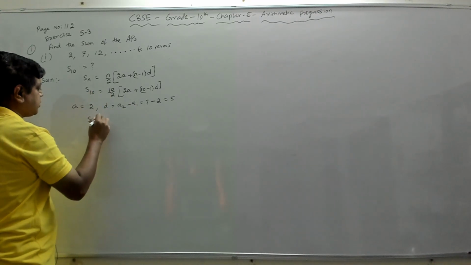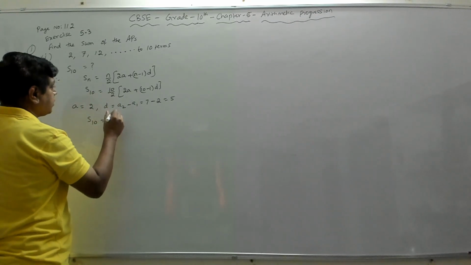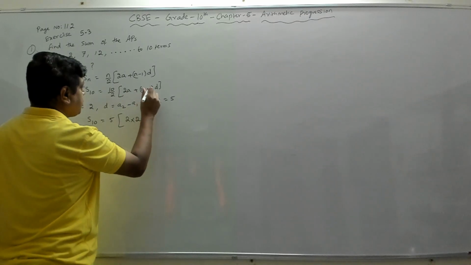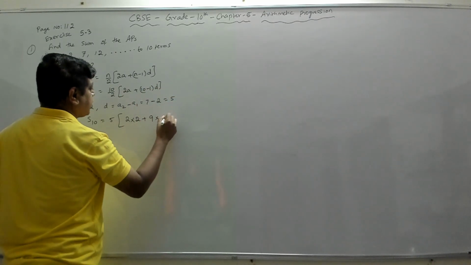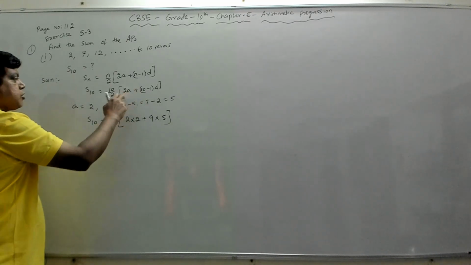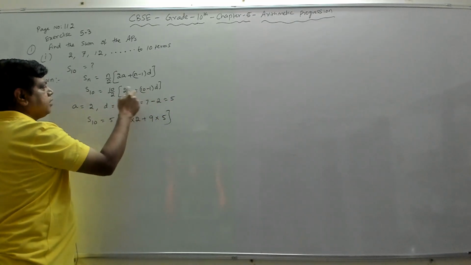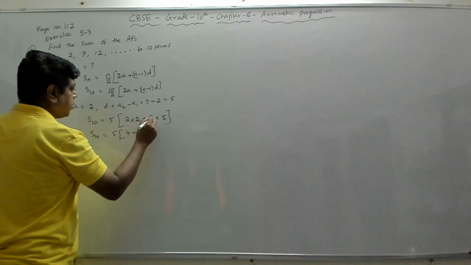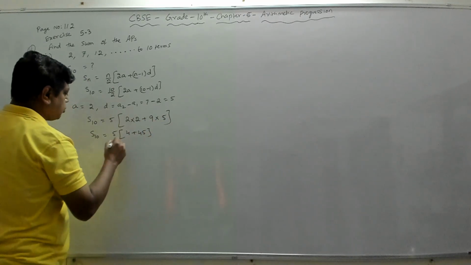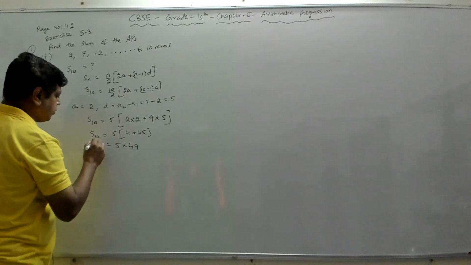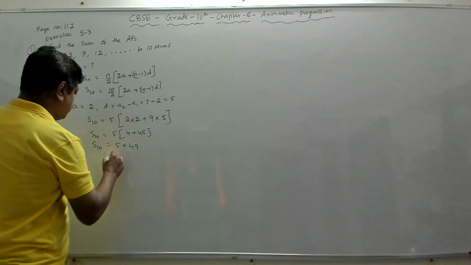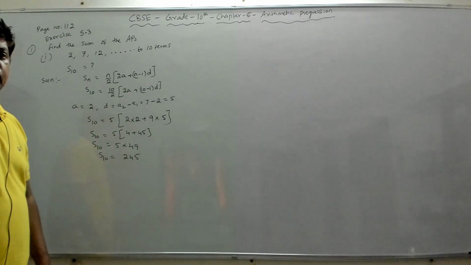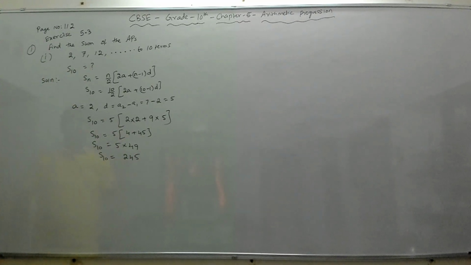So your S10 becomes 10 by 2, which is 5, into 2a, where 2 into a is 2 times 2, plus 10 minus 1 is 9, into d, which is 5. So I am substituting a as 2 and d as 5 to get S10. So S10 is equal to 5 into 4 plus 45, so we get 5 into 49. 5 into 49 is 245, that is your S10. The sum of the first 10 terms is 245.